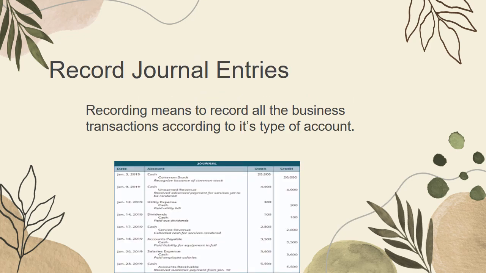The second step of the accounting cycle is recording journal entries. Recording means to record all the business transactions according to their type of account. All the transactions which are financial with a supporting source document should be recorded in a journal.